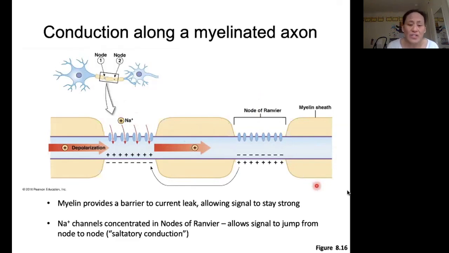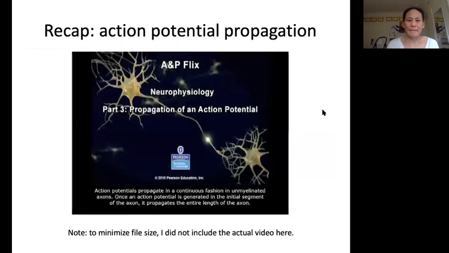This type of conduction we refer to as saltatory conduction, because the signal is jumping from node to node. So those of you who know Spanish, saltar means to jump, right? It's probably similar in similar languages, but I don't know those. So yeah, saltatory conduction. In a myelinated axon, the action potential basically jumps from node to node, okay?